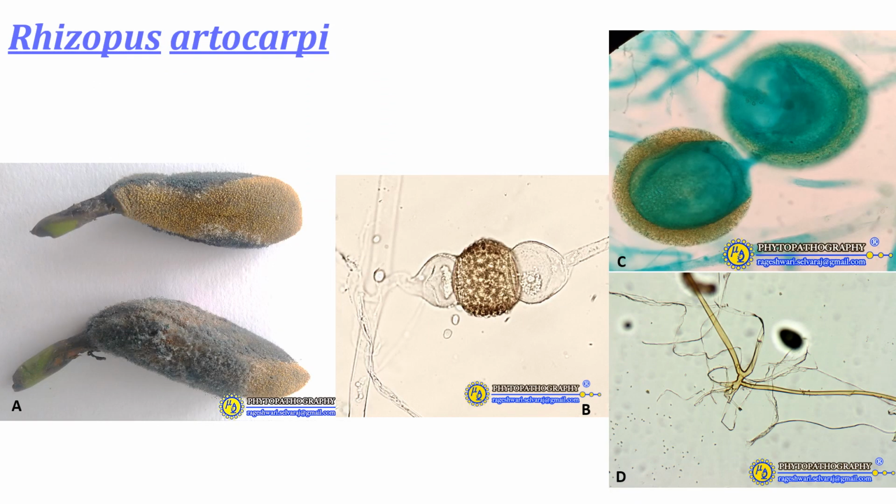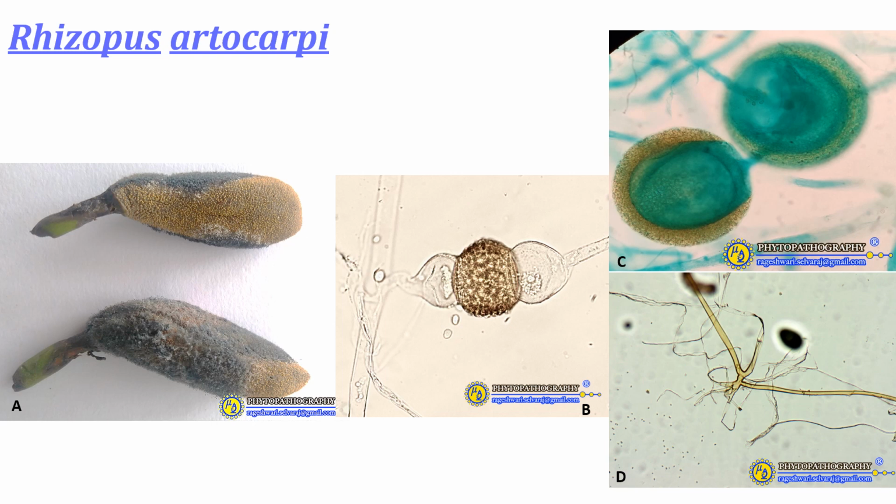Rhizopus artocarpi, one of the important pathogens in Zygomycota, causes fruit rot in jackfruit. The initial symptom includes watery, soft, brown spots in the immature fruits, which later get covered by a grayish-white mycelium. This later turns black due to the production of sporangia and sporangiospores. Severe infection leads to fruit shedding.